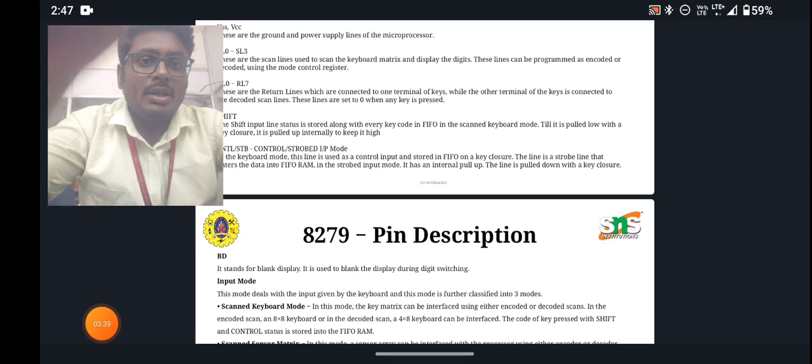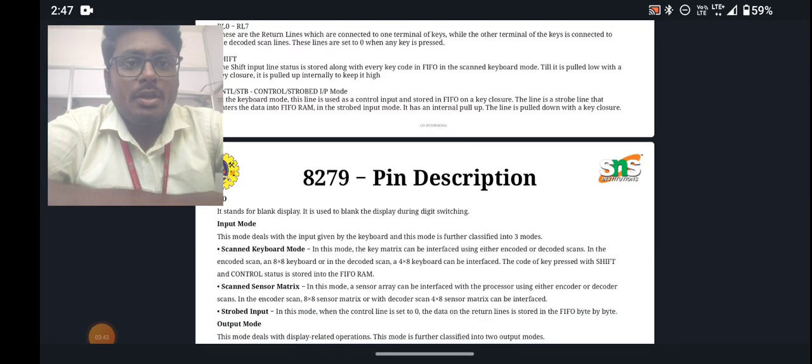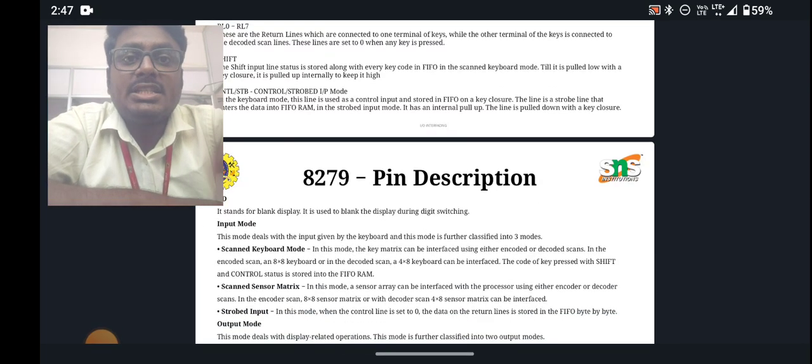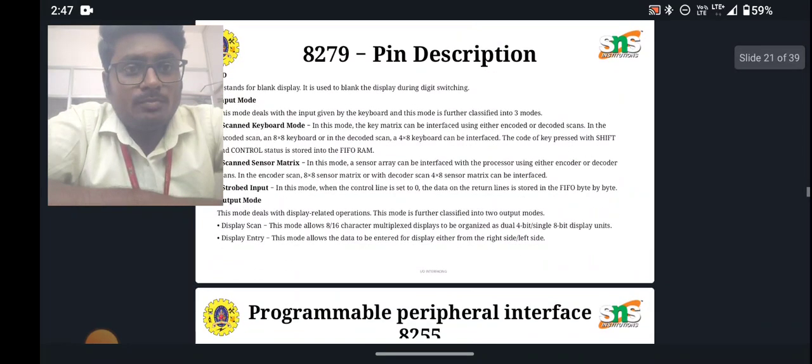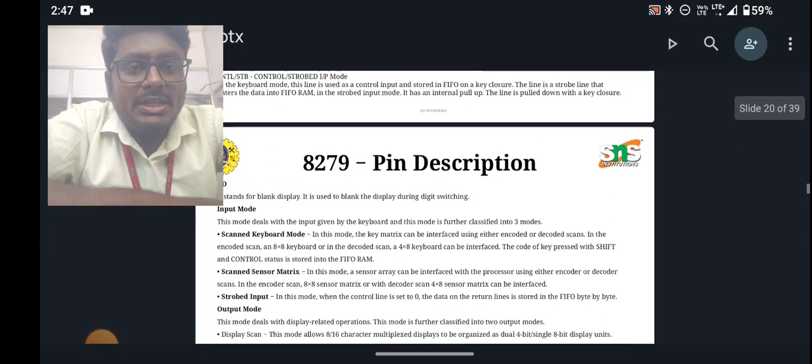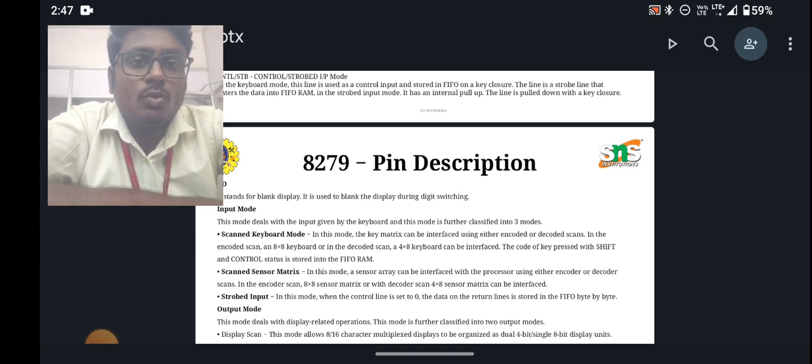Whereas BD stands for blank display. It is used to blank the display during digit switching. In the input mode, this mode deals with the input given by the keyboard, and this mode is further classified into 3 modes, such as scanned keyboard mode, scanned sensor matrix, and strobed input. In the scanned keyboard mode, the key matrix can be interfaced using either encoded or decoded scan. In the encoded scan, an 8x8 keyboard, or in the decoded scan, a 4x8 keyboard can be interfaced.